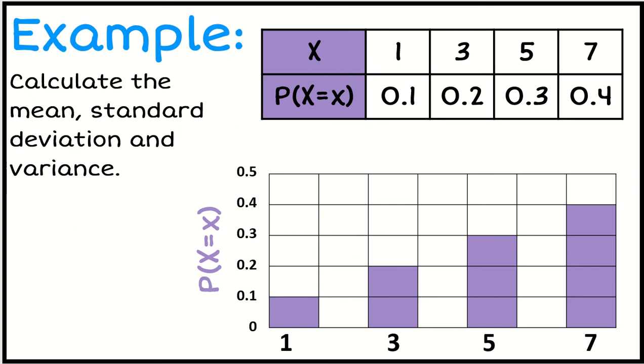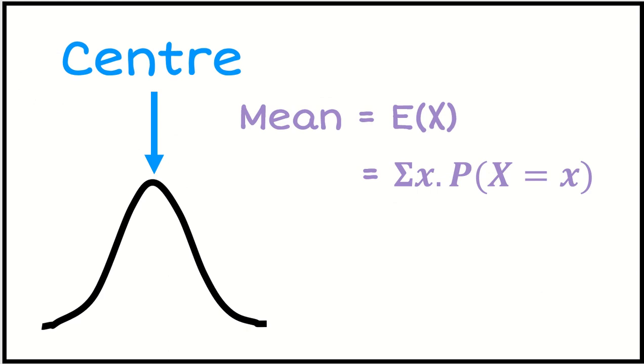So let's try an actual example. What I've got here is my x values, 1, 3, 5 and 7, and I've got the probabilities of each of them, 0.1, 0.2, 0.3, 0.4. I've got a little graph there which shows what it looks like, and now we're going to calculate each of those things. So for our mean, here is our formula.